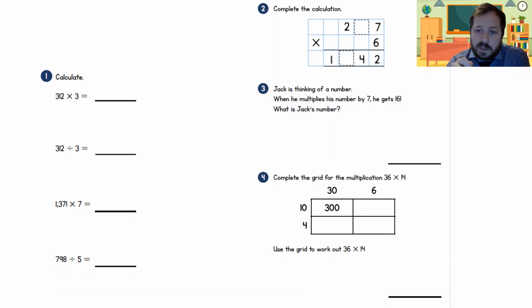Then we've got number 3, where Jack is thinking of a number. When he multiplies the number by 7, he gets 161. What was his original number? So you have to think about what you're doing and how to get your answer. Number 4 is the grid method. So one of the ones we did right near the start of our lockdown, and it's 36 times 14. They've set it up for you, so it's just using that to calculate the answer. Pause now and try these for me.